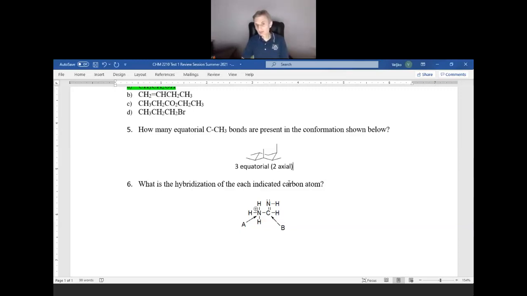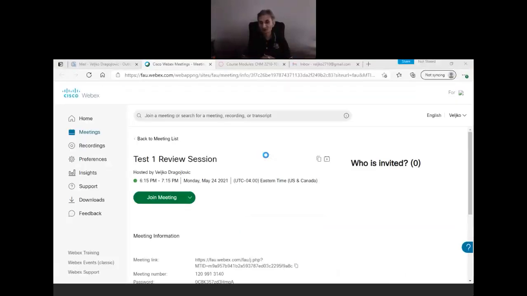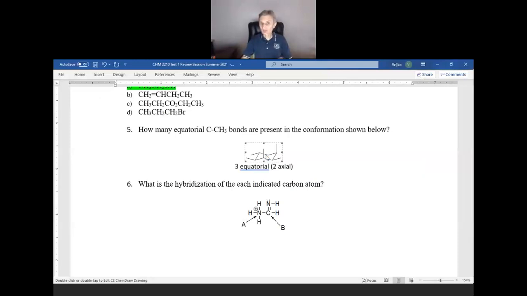Now, the question could have been slightly more difficult. You could have been asked about hydrogens. So how many hydrogens are equatorial and axial? Well, hydrogens are not shown here. So what you may want to do then is redraw this molecule on a piece of paper and then add hydrogens. And then once you see those hydrogens, count them. Or make a model and then from the model count hydrogens.